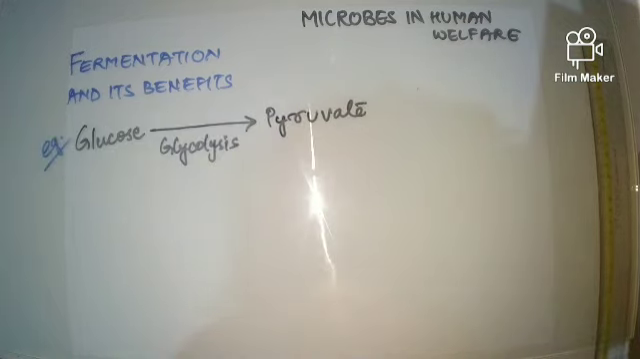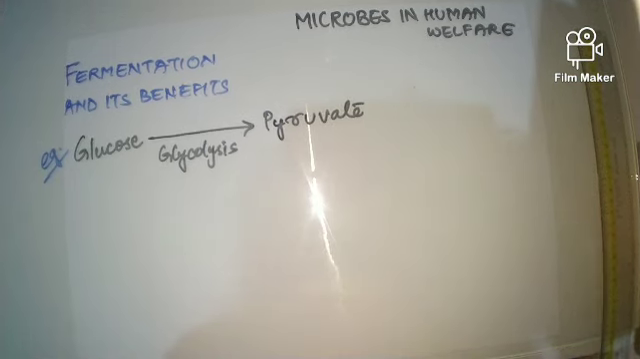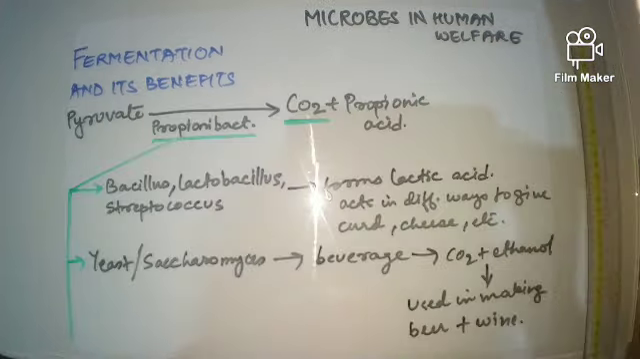Now, let us consider some examples. As you can see on the screen, glucose is converted into pyruvate. And what is taking place over here? Glycolysis. Glycolysis of glucose is taking place and it is getting converted into pyruvate. Now, what happens to this pyruvate? This pyruvate is further acted upon by various microbes to give rise to a range of fermentation products. Here you can see that pyruvate is acted upon by propionic bacterium, which gives carbon dioxide and propionic acid.